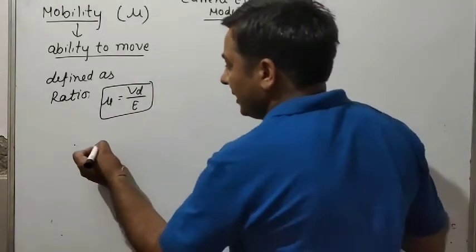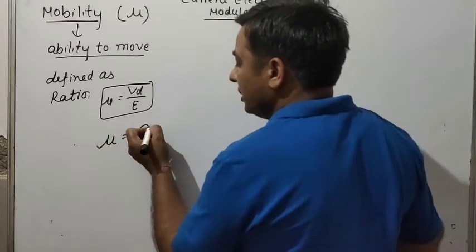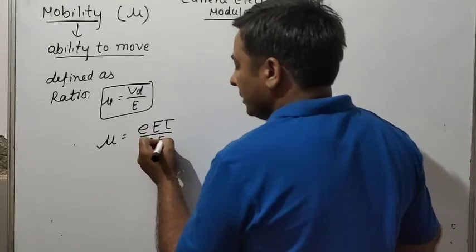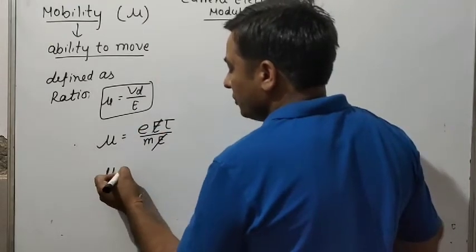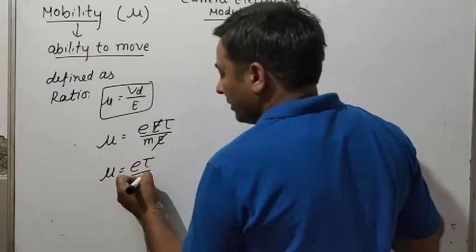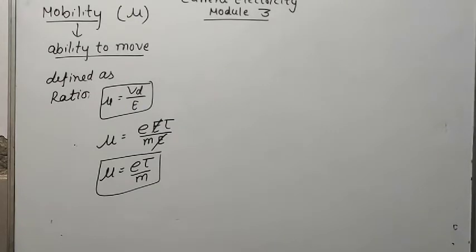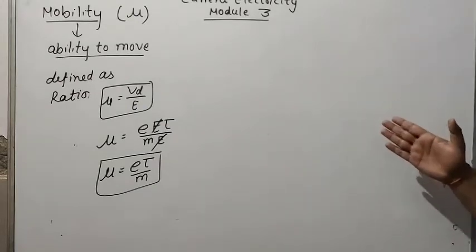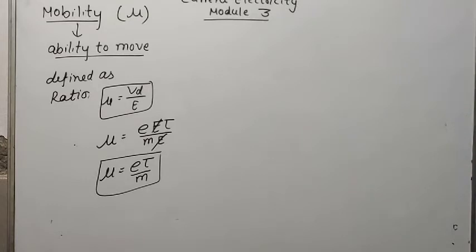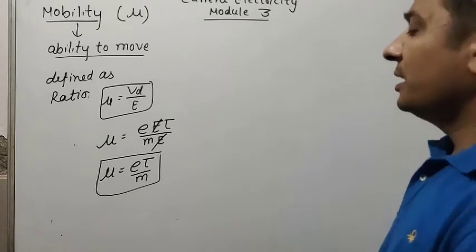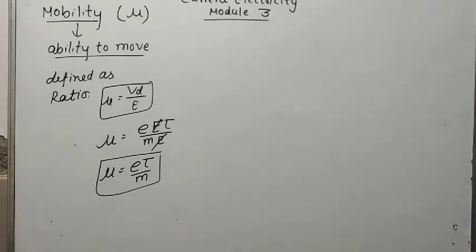So you can write mu is equal to Vd over E, that is E tau upon m. E is cancelled. So mu is equal to E tau by m. So this is the formula of mobility. Sometimes it is asked for 1 mark in the exam. So, ability to move, right? Or you can be asked what will be the SI unit of mobility.